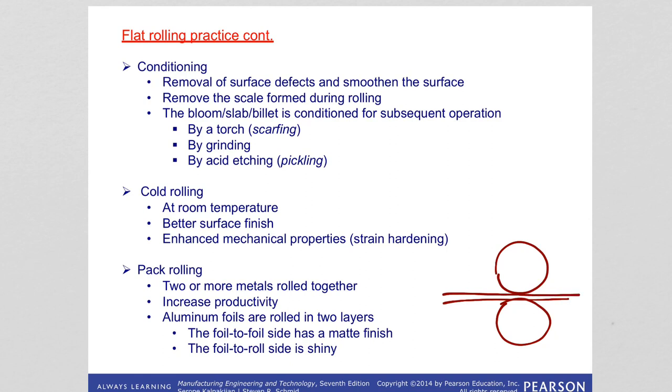So of course the foil to foil side, which is where the aluminum foils are touching each other, this side, right? This is gonna have a more matte finish. Whereas the foil and roll side, this side, will have a shiny finish here. The reason for that is because rolls are polished, so they have a very smooth surface.